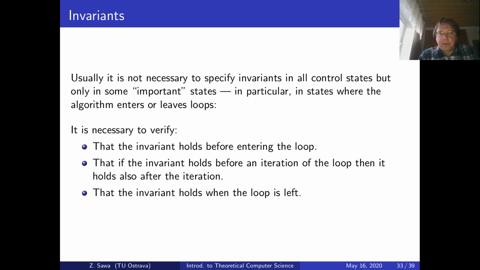Sorry, those states where we enter into loops, and that we must go through in every iteration of the loop, and where the algorithm goes out of the loop. And typically we must just show that the invariant is satisfied when we first enter into the loop, that assuming the invariant is true before performing the iteration, it will be true also after the iteration, and then when we go out of the loop, it's still satisfied.